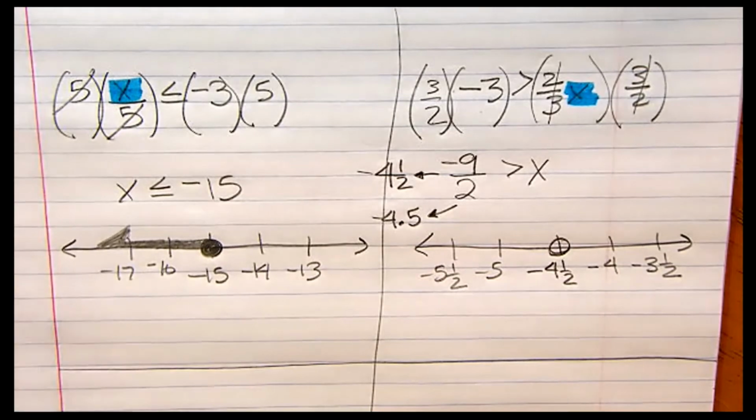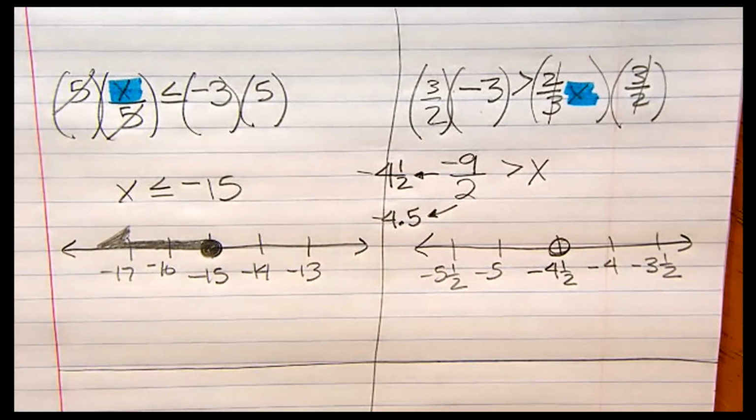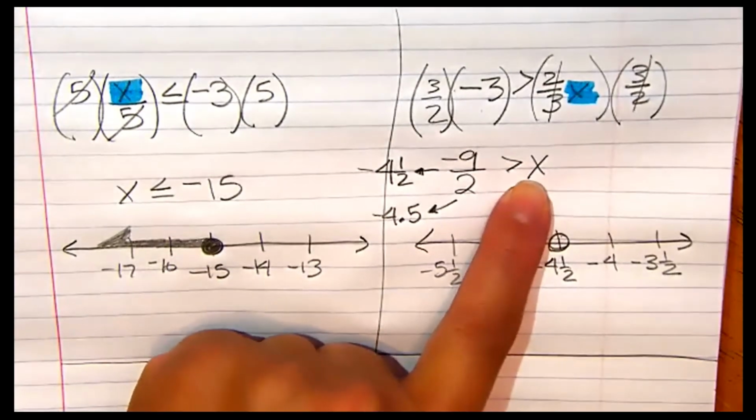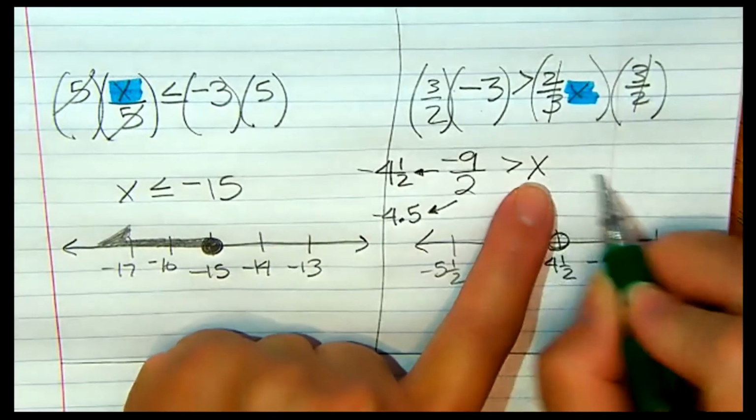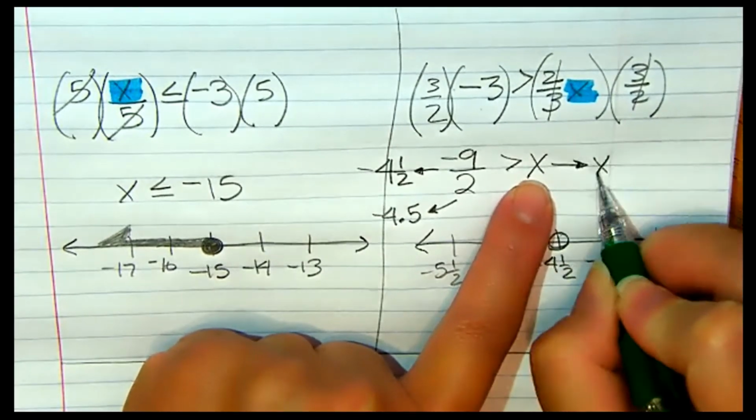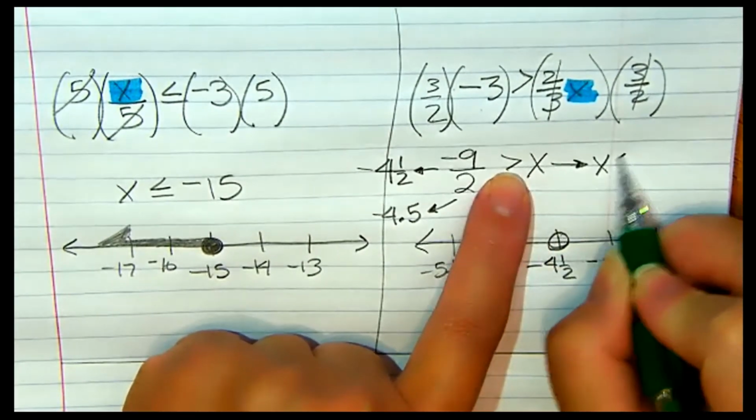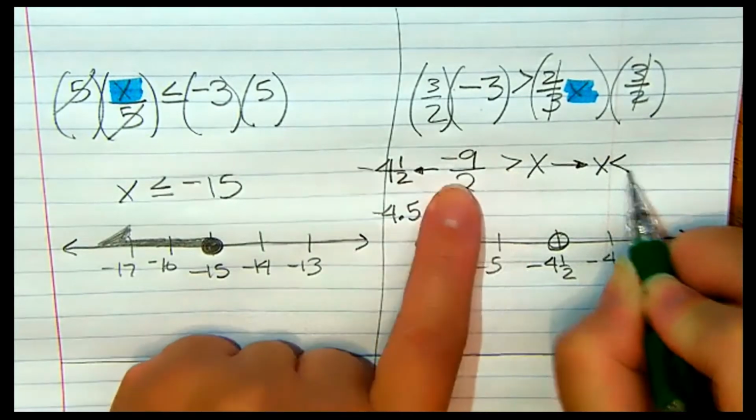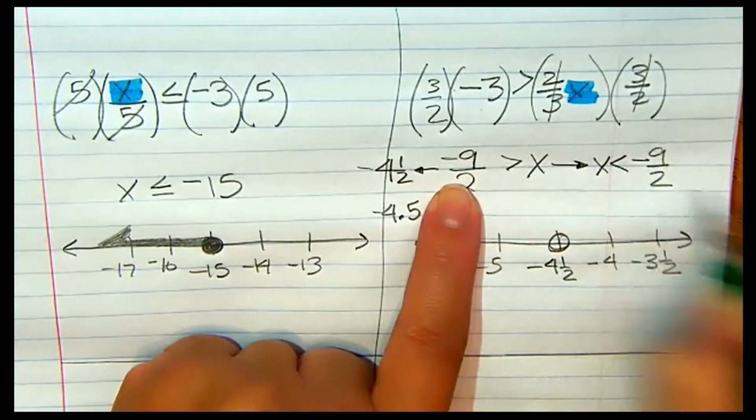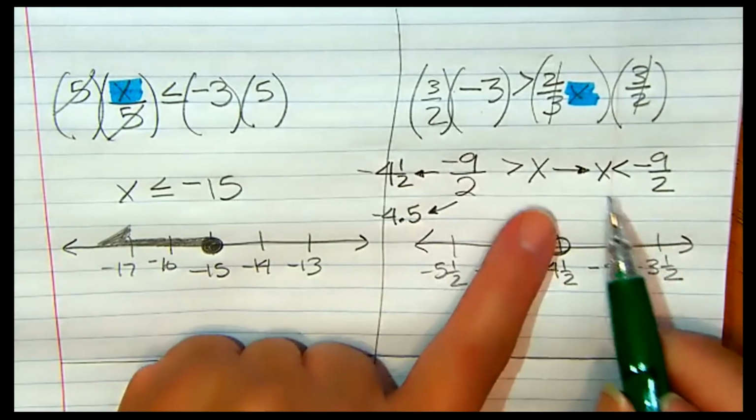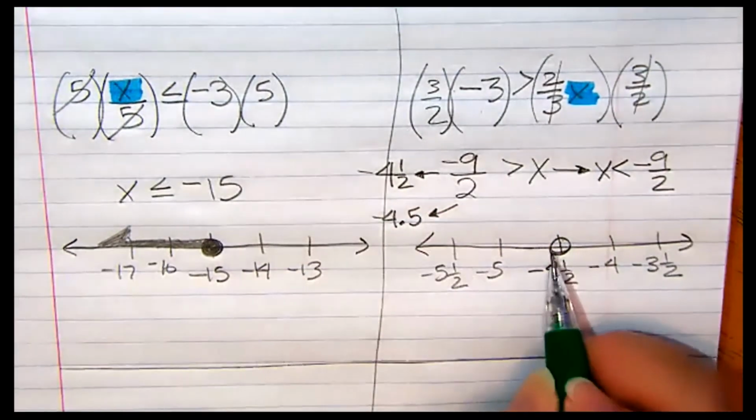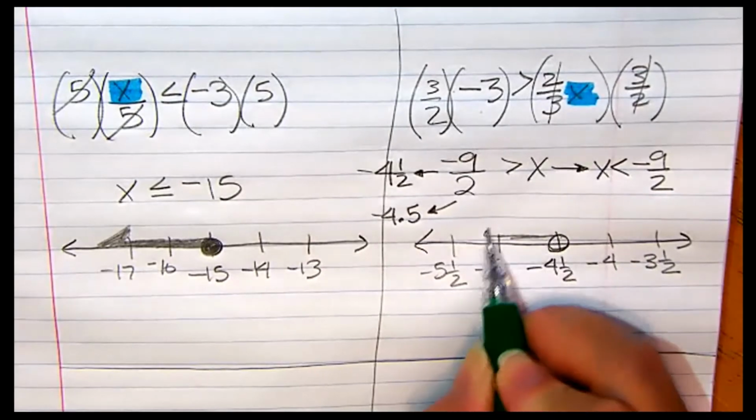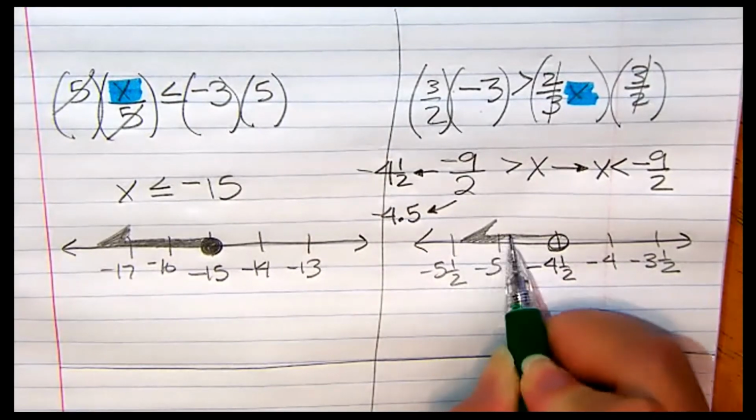Now, to graph it, I need to read it. And I always start with my variable. So to read this out loud, starting with my variable would be x is less than -9/2. X is less than -9/2. Well, less than means to the left.